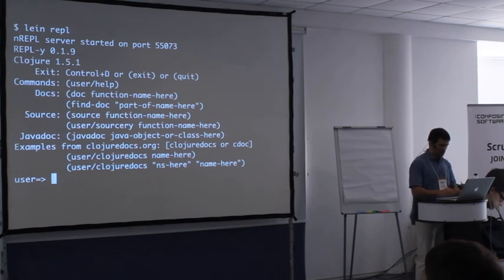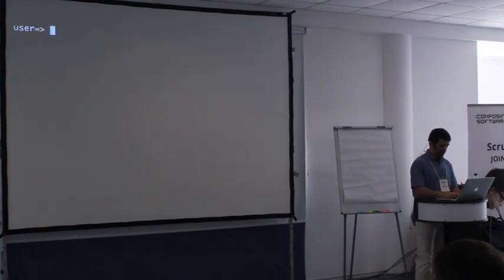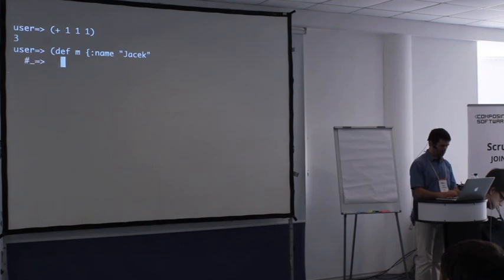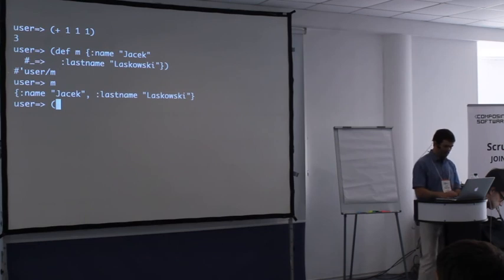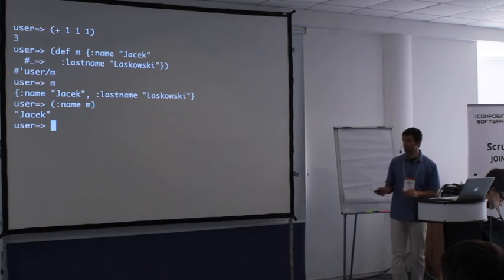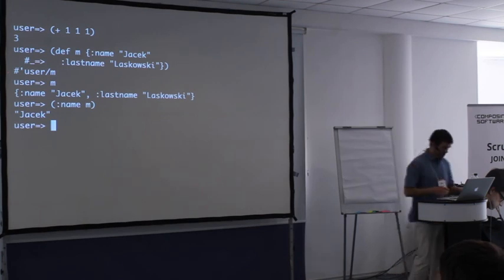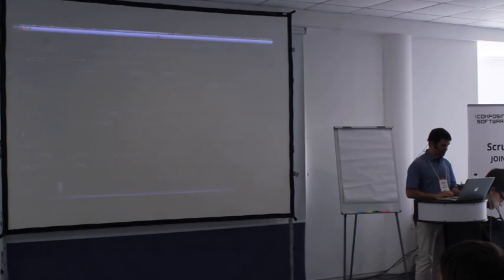So whenever you see this REPL, you can do something like (+ 1 1), okay, it's free, it's obvious. def m to define a map, so name Jacek, and last name Laskowski, and that's it. Okay, I've got m, which is a map, and I can access name of this map, just that easy. That was easy, right? Okay, so let's see how it will work with ring.